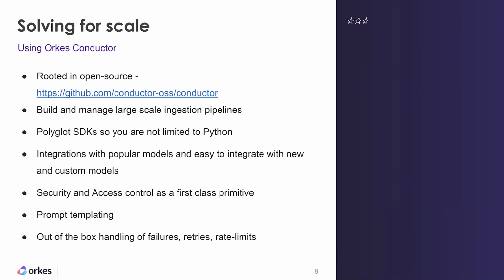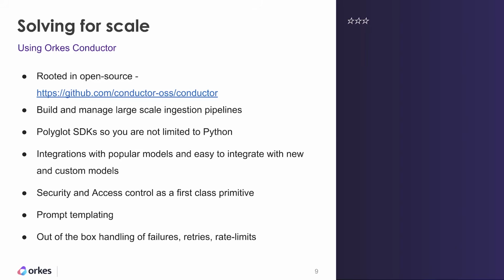It integrates very nicely with OpenAI, Google's Vertex, and so forth, including open source models hosted on Hugging Face or AWS Bedrock. That allows you to work with a very different set of models to build your applications. And more importantly, security and access control is a first-class primitive. When it comes to productionizing and running this in the enterprise, this is essentially table stakes. You need to have security and access control as part of it. The same goes for prompt templating. Prompt management is part and parcel of building any AI-based application, and Orkes lets you do that very seamlessly.